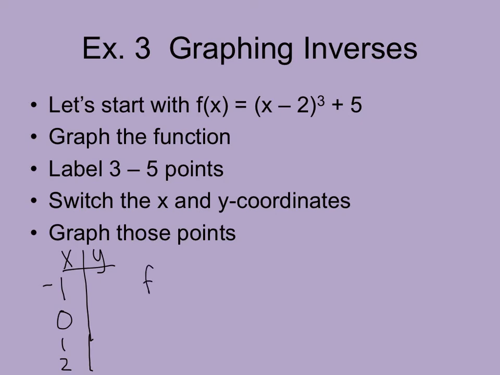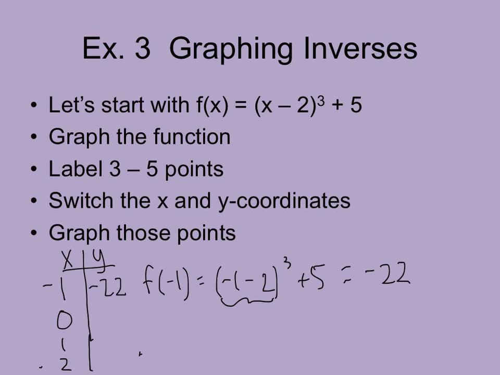So if I want to find f of -1, then it would be (-1 minus 2) cubed plus 5. That's -3 cubed, which is -27, plus 5. So my final answer is -22, which might be annoying to graph. Maybe I'll choose some more points. Okay, I'm going to fill in the rest of the table. There's the rest of the table filled in. You might want to add another value on there, maybe when x is 3, find the corresponding y value.